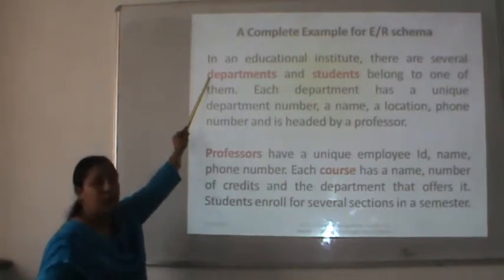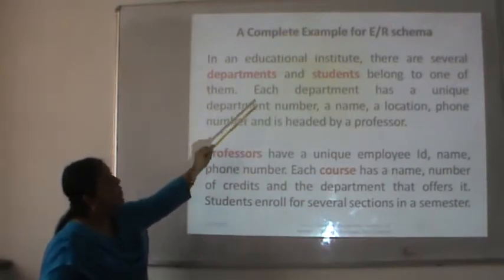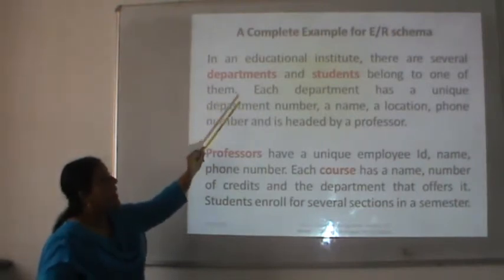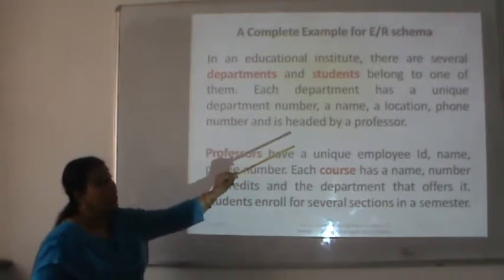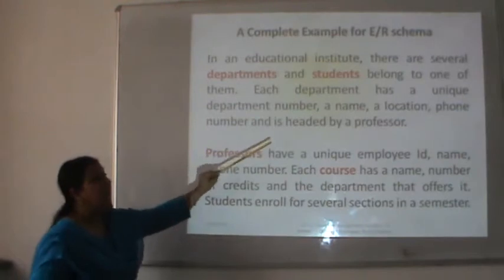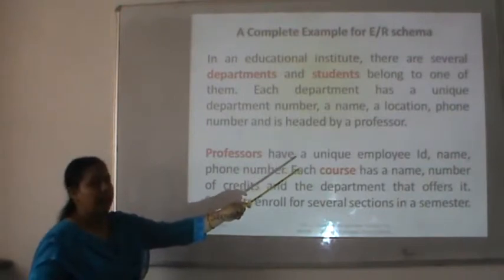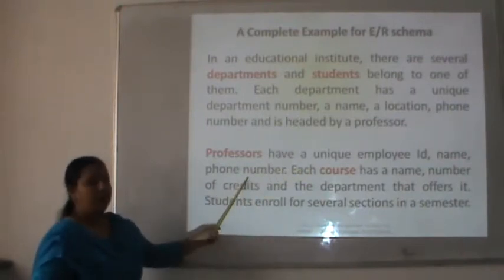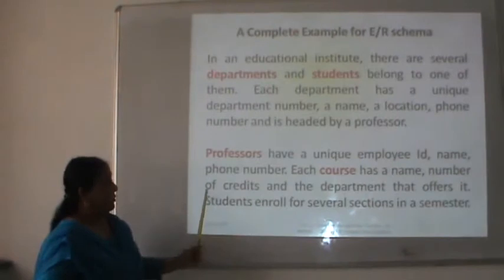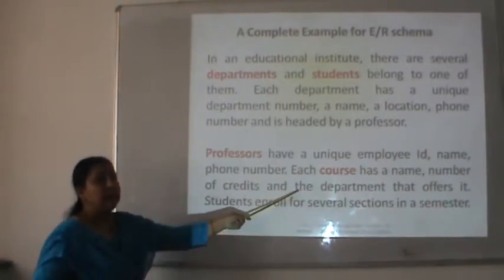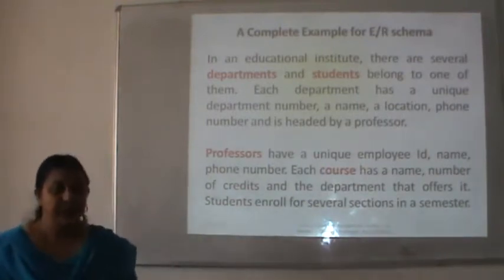In an educational institute, there are several departments and students. And students belong to one department. Each department has a unique department number, a name, a location, a phone number, and is headed by a professor. Professors have a unique employee ID, a name, a phone number. Each course has a name, a number of credits, and the department that offers it. Students enroll for several sections in a class.